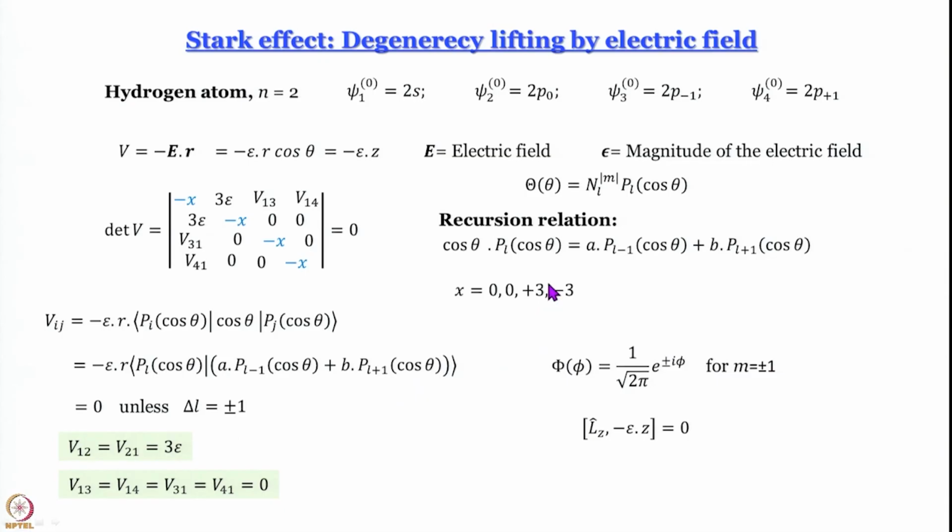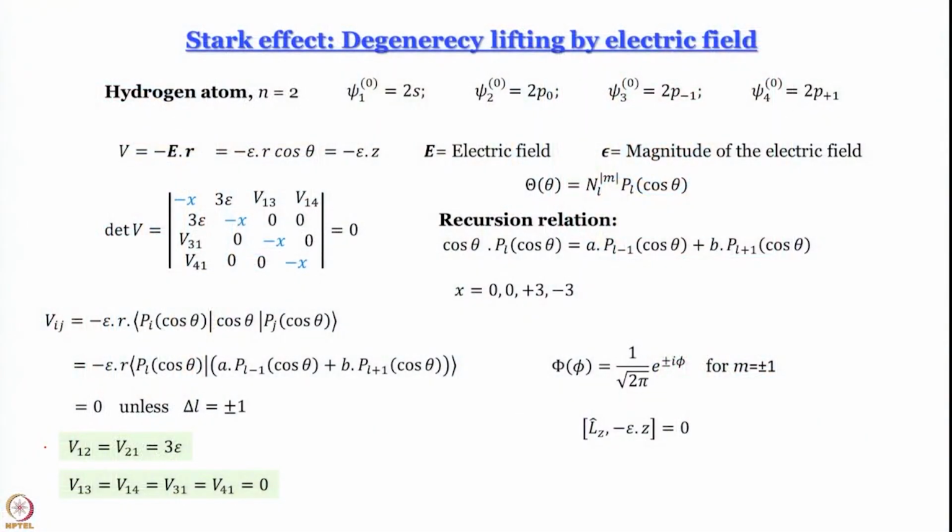Okay. Which one will be stabilized, which one will be destabilized? Not very difficult to say that the orbital whose angular momentum is aligned with the electric field will get stabilized. The one for which it is not aligned with the electric field will get destabilized. So, that has to be plus 1 and minus 1.